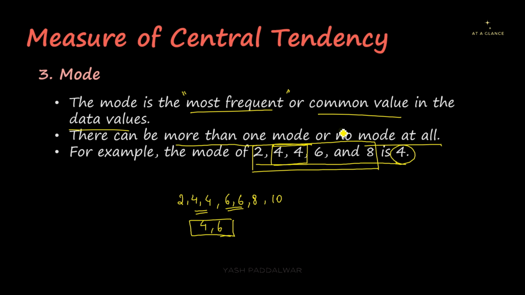Now let's have a look at the case where there is no mode at all. Let's consider this set of data points: 1, 2, 3, 4. In this case, there is no single data point that is getting repeated. There are no frequent data points. That is why there is no mode present inside this set. So I hope this case is also clear, and I hope it is clear how to calculate the mode and what the conditions for it are.